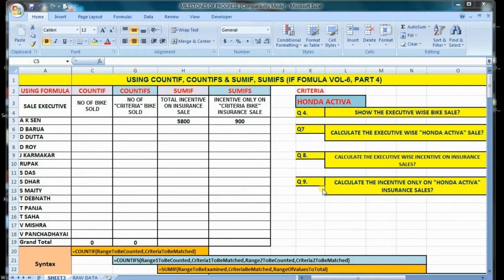Okay. Hello, friends. As discussed, we start with the Countif formula. Friends, here is the question: show the executive wise bike sales. For this question, we are using the Countif formula, which I have already discussed with you two times.